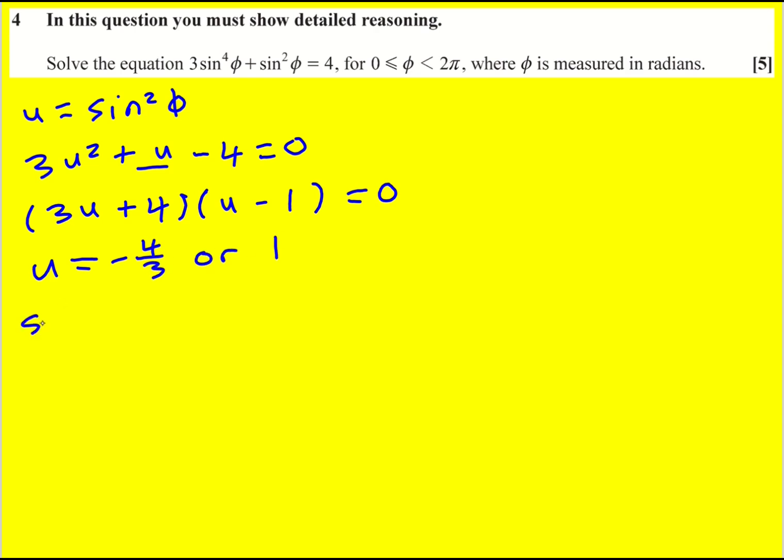I'm going to sub back in now for sine squared phi. So sine squared phi is minus 4 over 3 or 1. And by the way, when I did this originally, I actually just factorized it directly in terms of sine squared. Nothing wrong with doing that and a little bit quicker actually. If you can just identify that it's sine squared that is our x essentially, then you can just write it straight down like this.